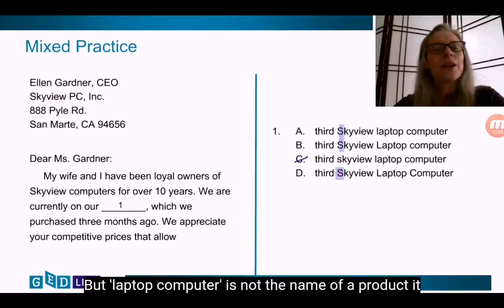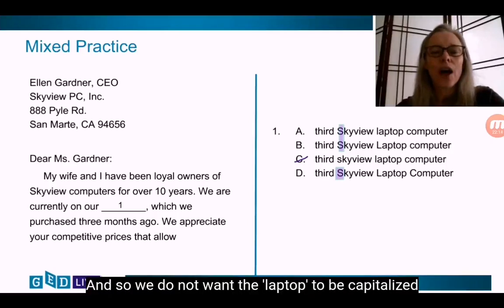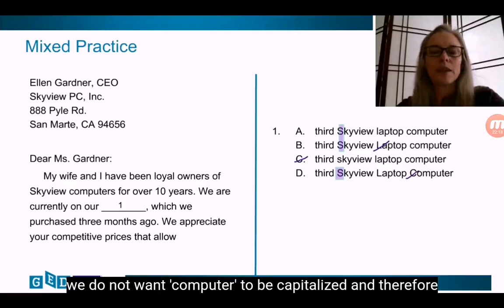But laptop computer is not the name of a product. It is not a proper noun. Neither of those is a proper noun. And so we do not want laptop to be capitalized. We do not want computer to be capitalized.